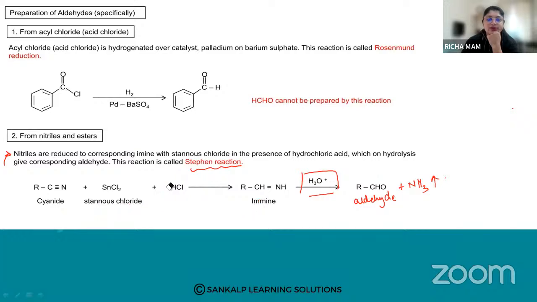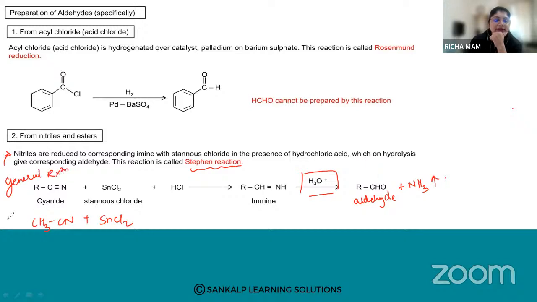Now let us see the example. Mark this as important. Stephen reaction, Rosenmund name reaction: all these name reactions are very important. Let us see one example. You have to tell me. Let me take CH3CN plus SnCl2. This is the general reaction.